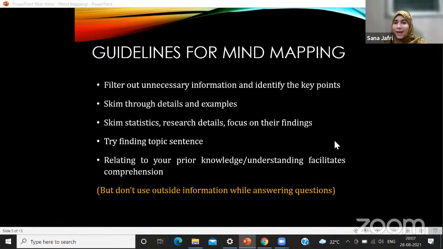So how exactly are you supposed to go about mind mapping? This is very crucial. Firstly, filter out unnecessary information and identify the key points. अब बच्चे यहाँ पे ही परेशान हो जाते हैं कि मैम, how are you able to understand what are the key points? Like, how do we do that thing? Well, that comes with practice.